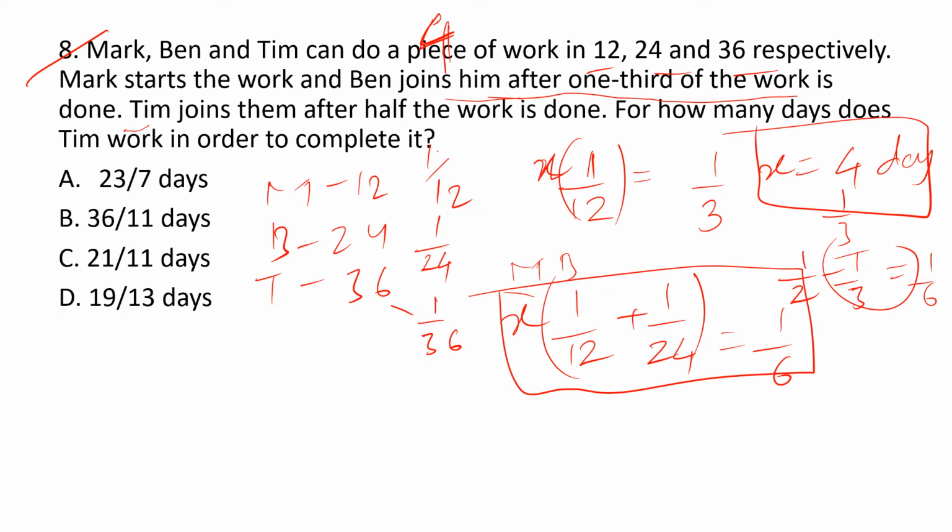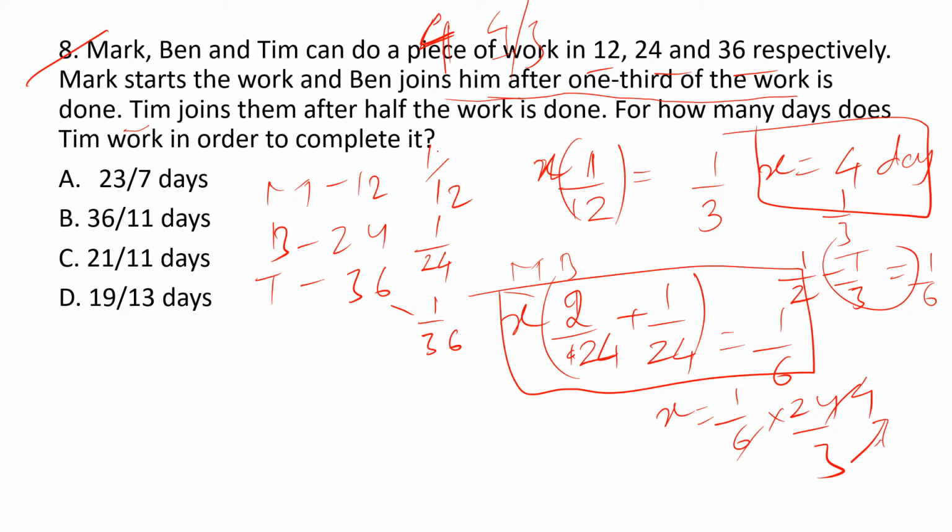So let's take LCM 24. 2 times 12 becomes 24. 3 by 24 is equal to 1 by 6. X is equal to 1 by 6 into 24 by 3. 6 ones are 6, 6 fours are 24. So 4 by 3. Now 4 by 3 days furthermore are completed before joining Tim.